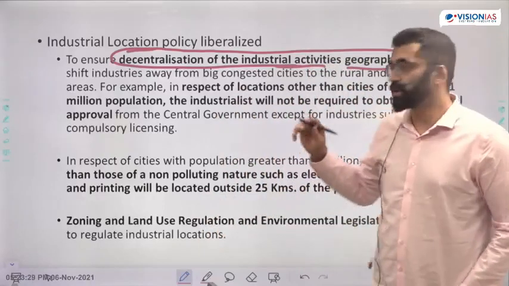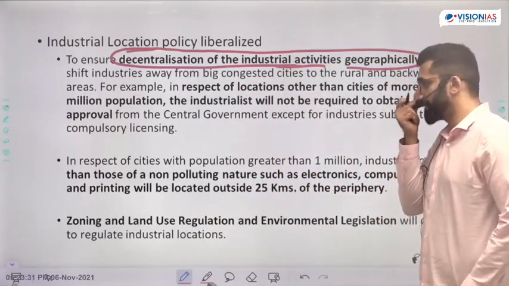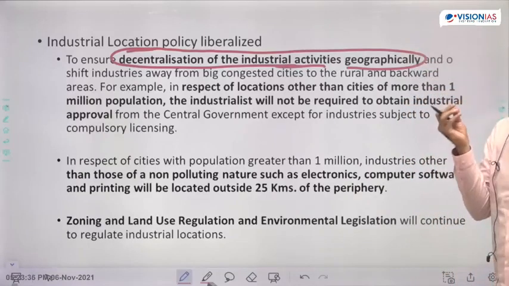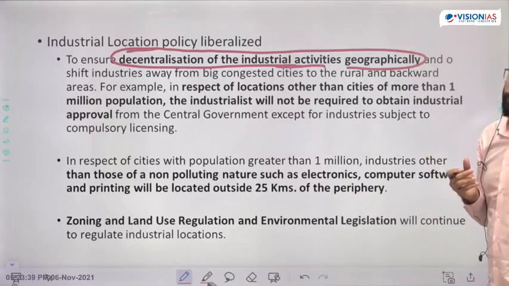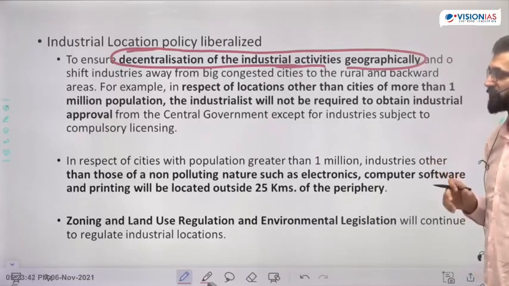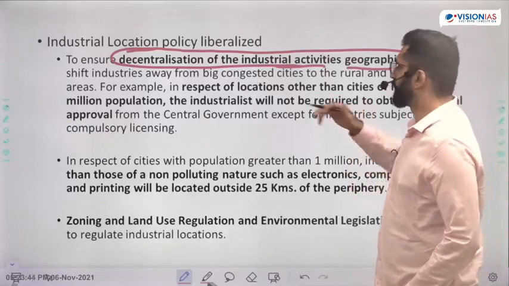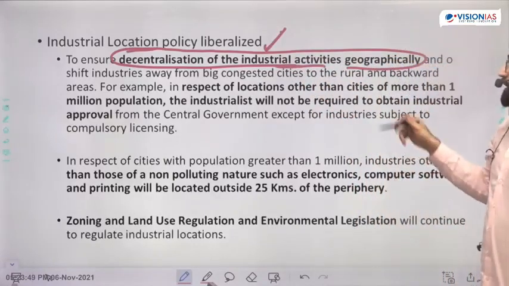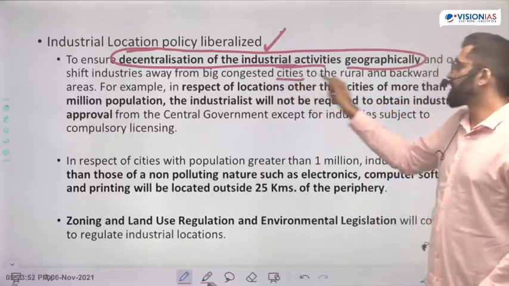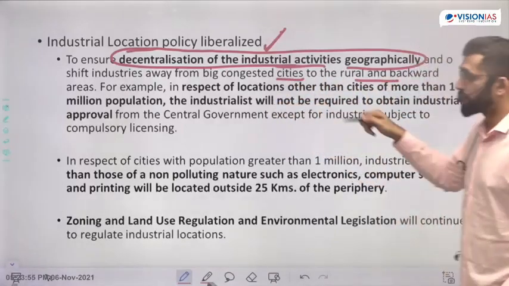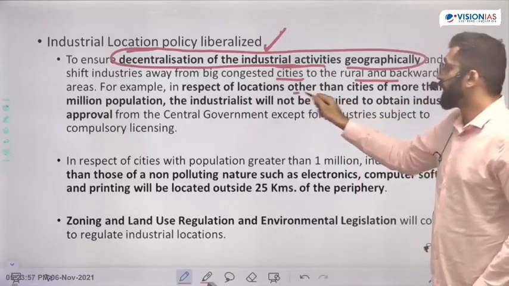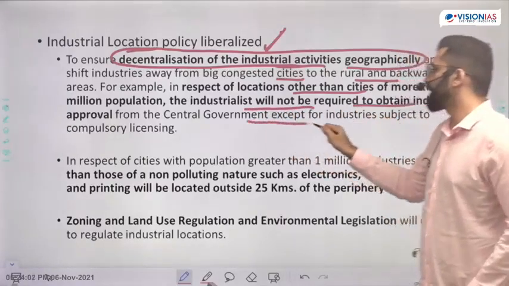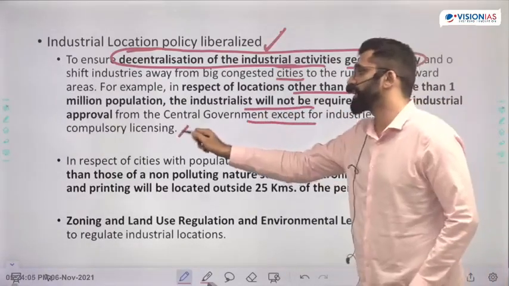So now location policy is being liberalized. The rationale behind keeping electronics under licensing: electronics can be used for various strategic purposes, there are many different strategic defense purposes of electronics. To ensure decentralization, shift industries from big congested cities to the rural and backward areas. Now what are the different provisions involved? Other than cities of more than 1 million, the industrialist will not be required to obtain industrial approval from the central government except for those where licensing is there.